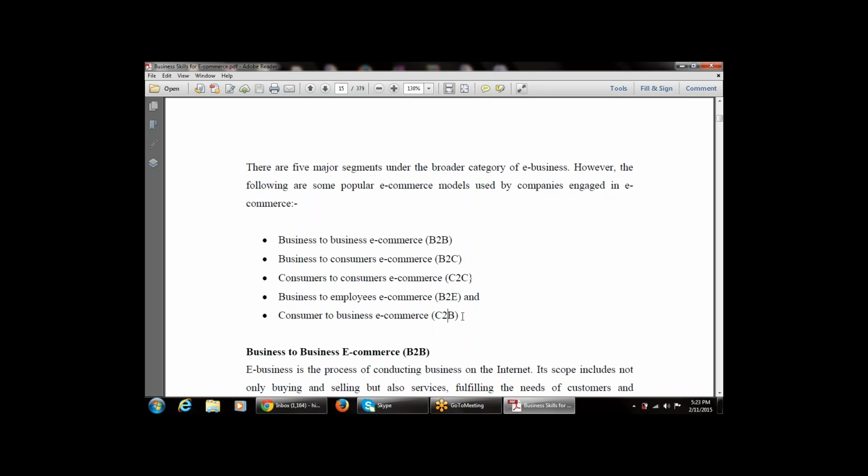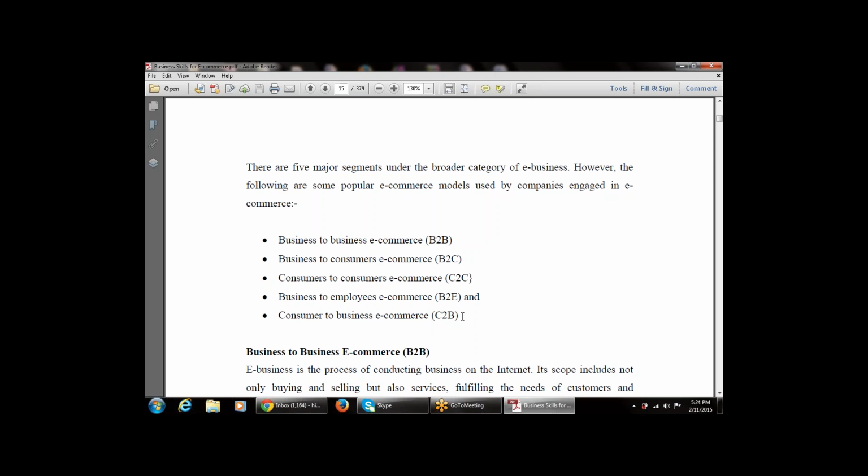That is a consumer to consumer e-commerce. Then business to employees e-commerce, that is B2E. Then consumer to business e-commerce, that is C2B, where the consumer sends or sells the data to the business. For example, if I am selling my old products to the business, to the organization, that is a category of C2B.